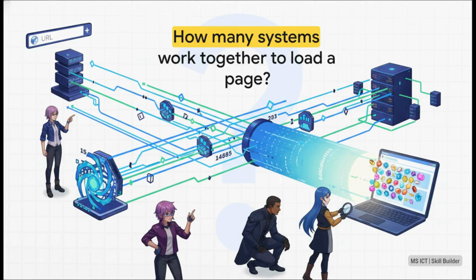So I'm going to leave you with this. Next time you click a link, ask yourself, how many servers, networks, and hidden systems just work together in a fraction of a second to bring the world directly to your screen? The digital detective never really rests. Thanks for joining me on this explainer, and keep asking questions.